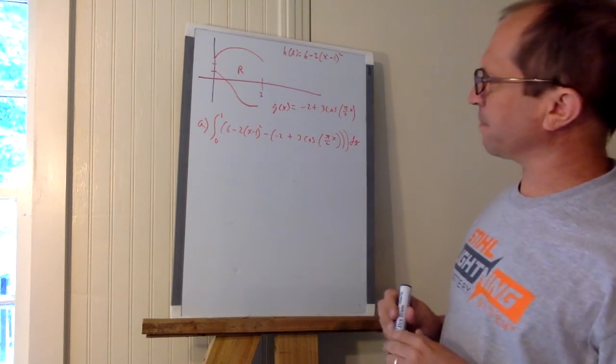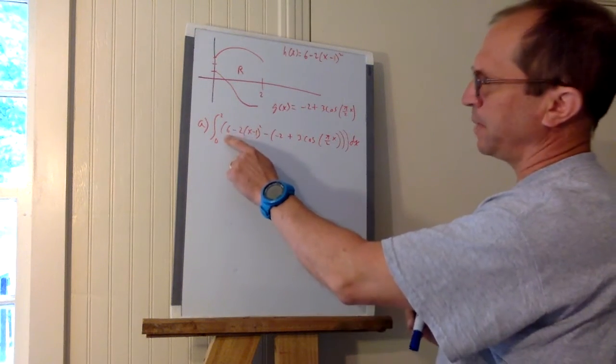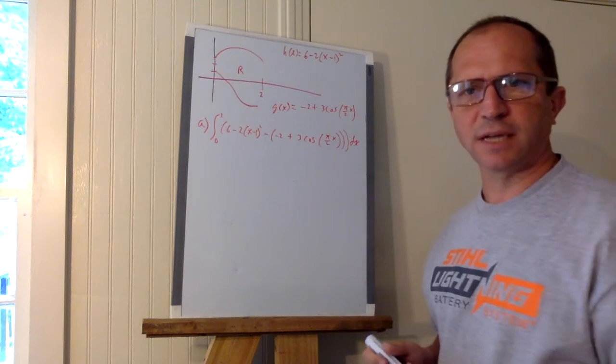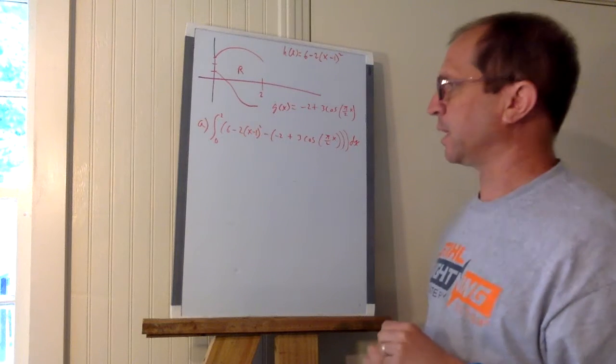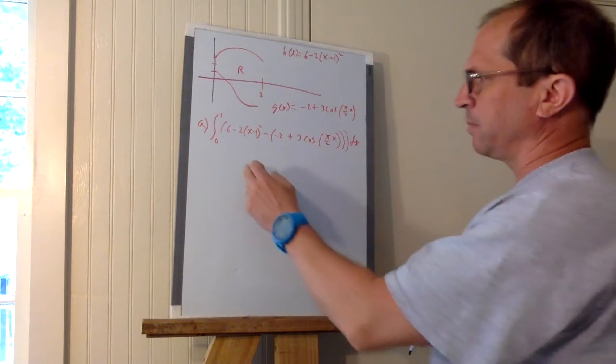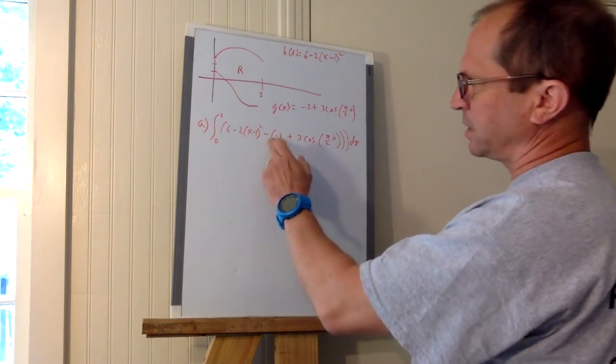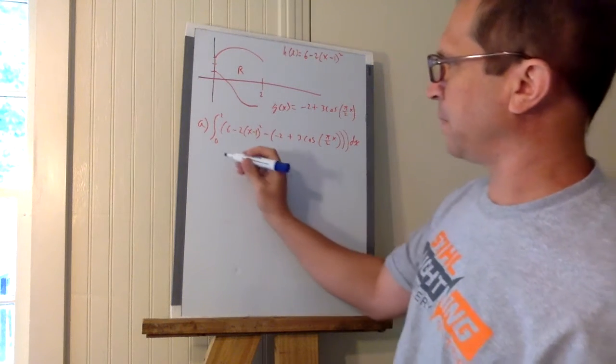But anyway, this is the integral. It's going to be h of x minus g of x. That's going to be how we come up with the area. So now it's just a matter of integrating it. Now I'm going to combine like terms. I've got the 6 minus -2, that's going to be 8.